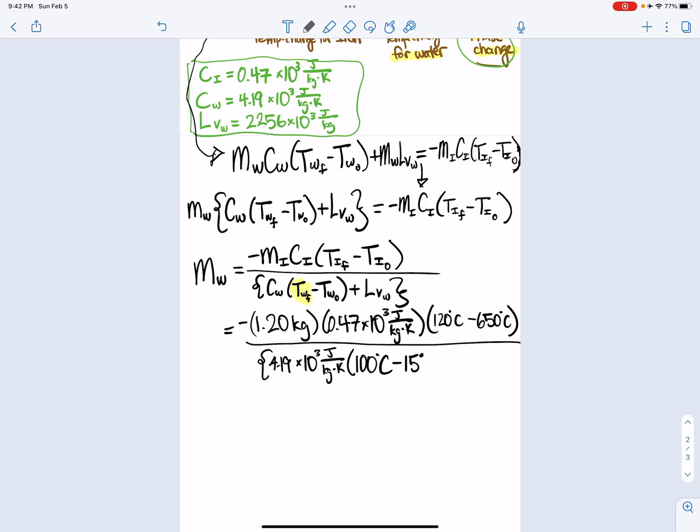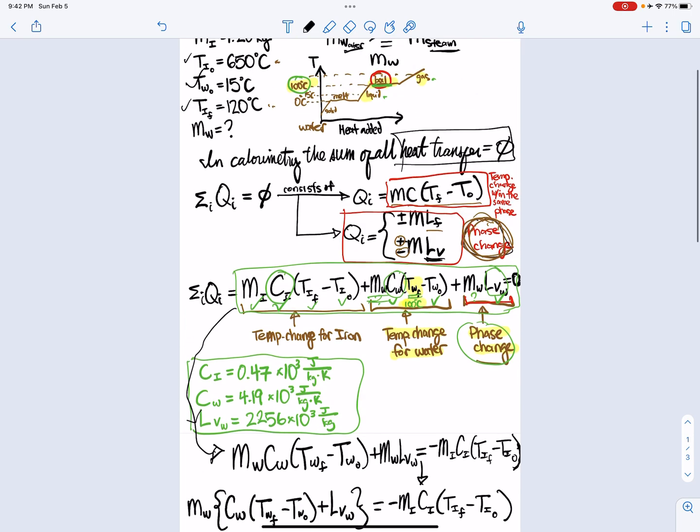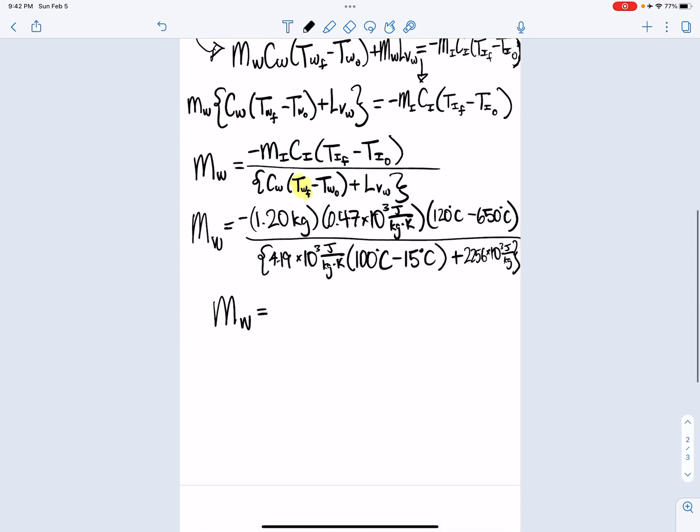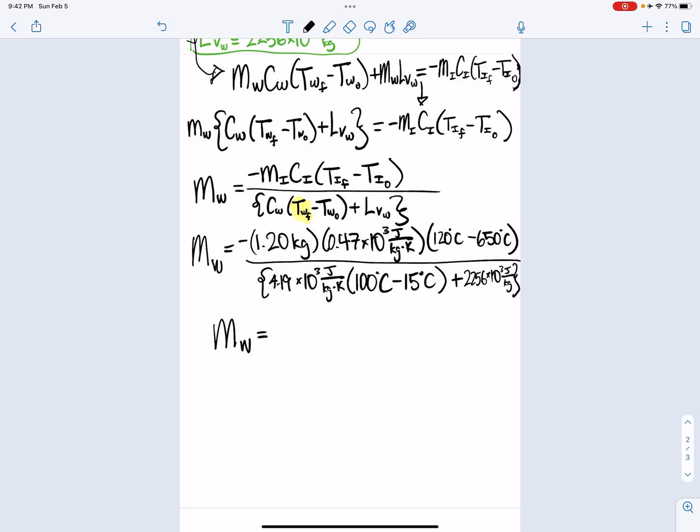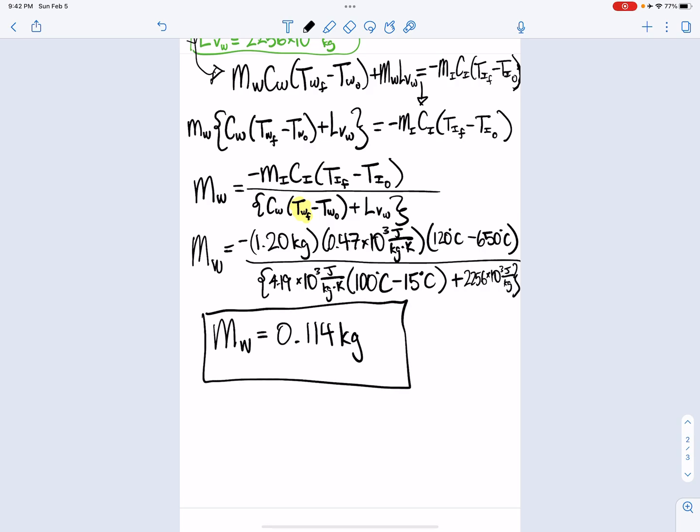15 degrees Celsius. And add the latent heat of vaporization for water right here. That's 2256 times 10 to the 3 joules per kg. Okay, so that is the mass of water. And if you plug that in a calculator, you're going to get that the mass of water is equal to, how much water did the blacksmith trickle over the iron? That is equal to 0.114 kilograms. There you go. Okay, so hopefully that helps.